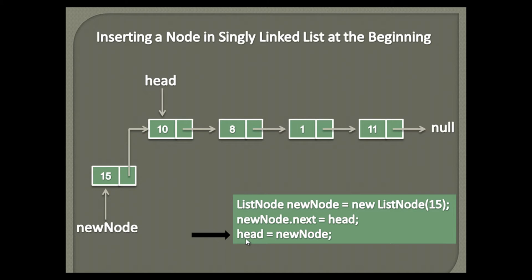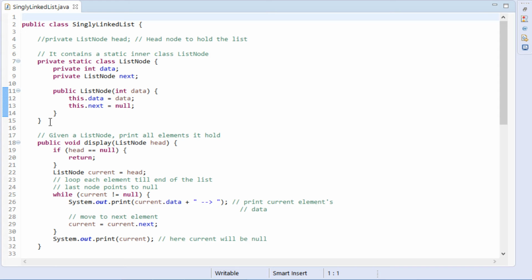Moving further. The final step will be to update the head pointer to point to the new node. Thus, the new node becomes the head of the linked list. Initially, the list had 4 nodes, and after the insert it has 5 nodes. Let's move to Eclipse and see its working through code.